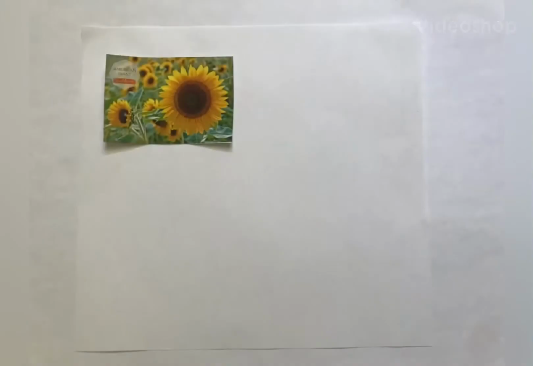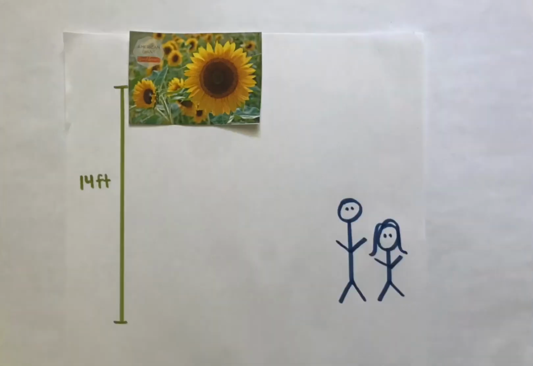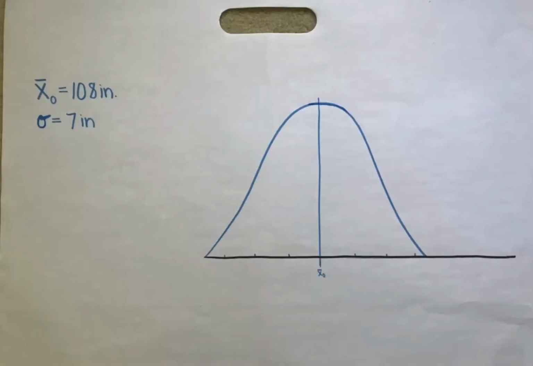I have started growing American giant sunflowers, which can grow up to 14 feet tall. I want to start breeding them to make them taller so that all my neighbors can see them over the top of my very tall fence. The mean height of my starting population of sunflowers is 9 feet or 108 inches, and the standard deviation is 7 inches.